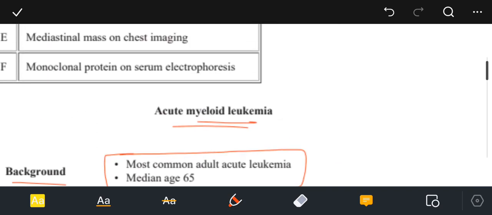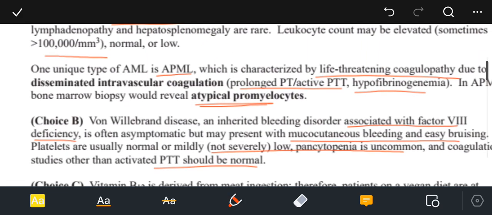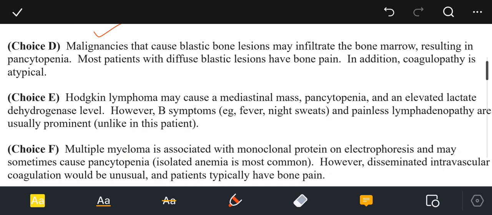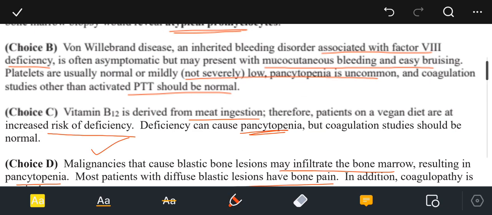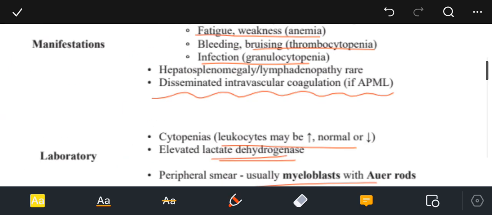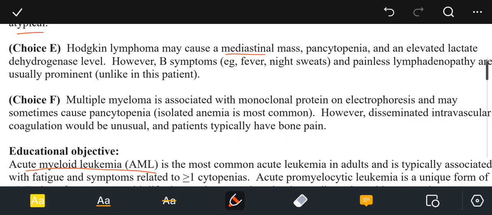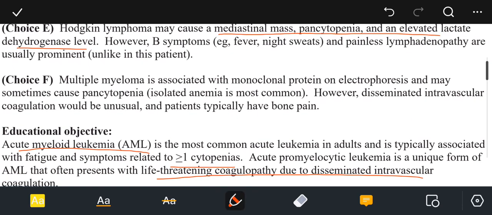The choice D, that was diffuse blastic lesion on the bone scan. This was not the option of choice because malignancies that cause blastic lesions may infiltrate the bone marrow, resulting in pancytopenia. Most patients with a diffuse blastic lesion have bone pain. In addition, the coagulopathy is atypical. The choice E, that is mediastinal mass on chest imaging. This is not the option of choice because Hodgkin lymphoma may cause a mediastinal mass, pancytopenia, and an elevated lactate dehydrogenase level. However, B symptoms, for example fever, night sweats, and painless lymphadenopathy, are usually prominent, unlike in this patient.